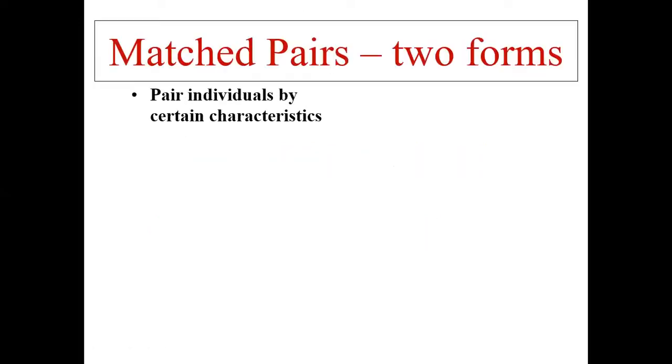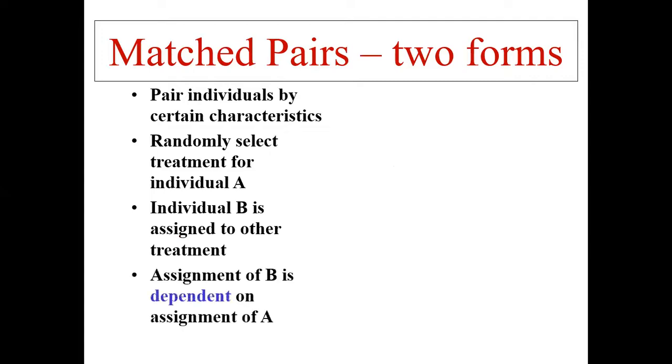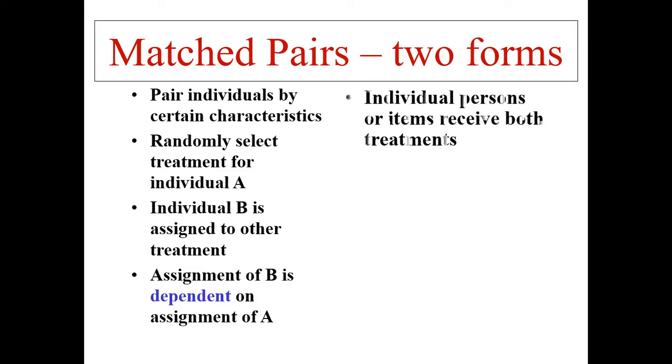So there are two main forms of matched pairs. We can pair individuals by certain characteristics. So randomly select treatment 1 for individual A, individual B is assigned the other treatment, and then the assignment of B is dependent on the assignment to A. Okay, and then you compare results later. Sometimes we switch the results and compare them both ways.